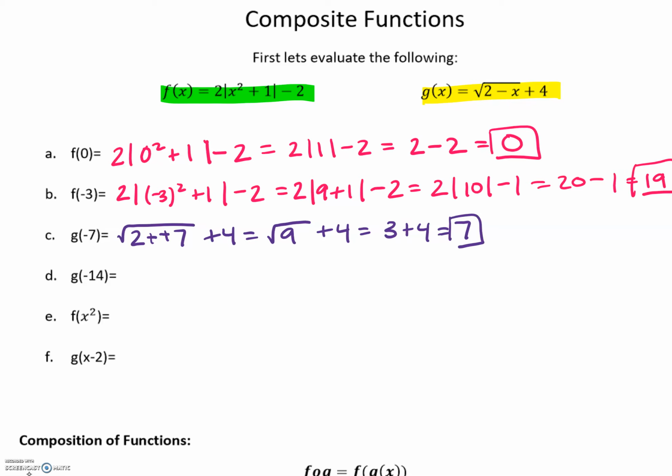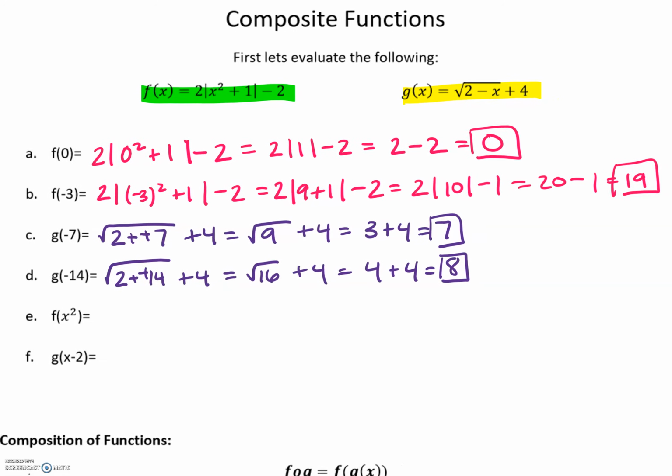Now let's look at D. G of negative 14. So again, I'm going to my g. I'm going to get 2 minus negative 14 plus 4. We're going to get, again, a double negative, so that'll turn into 16. The square root of 16 is 4. So 4 plus 4 is going to be 8. So g of negative 14 is going to be 8.